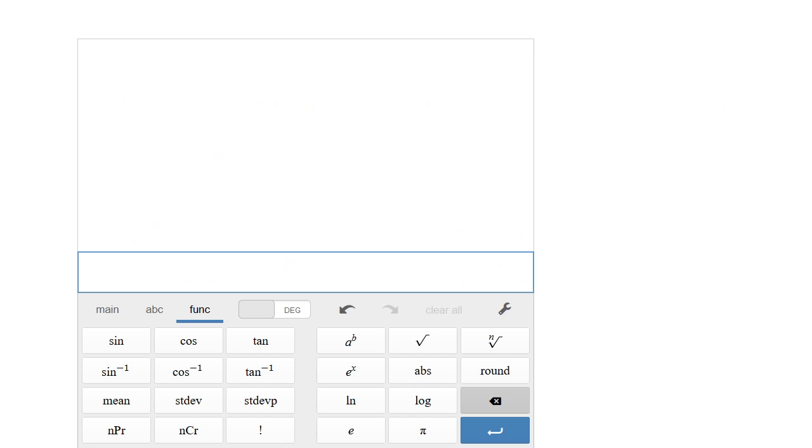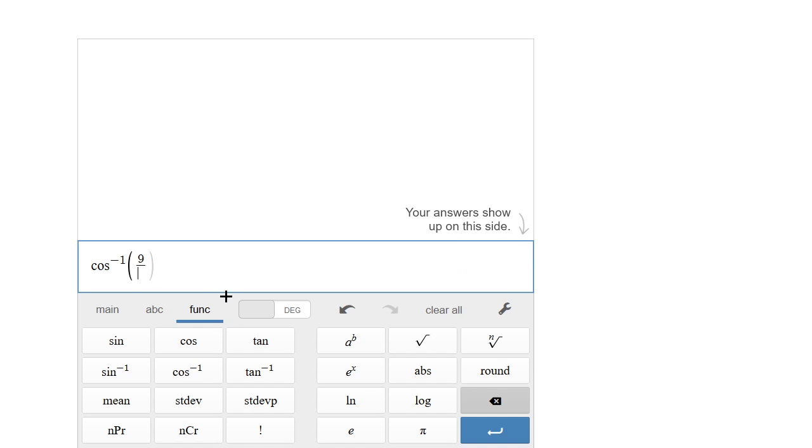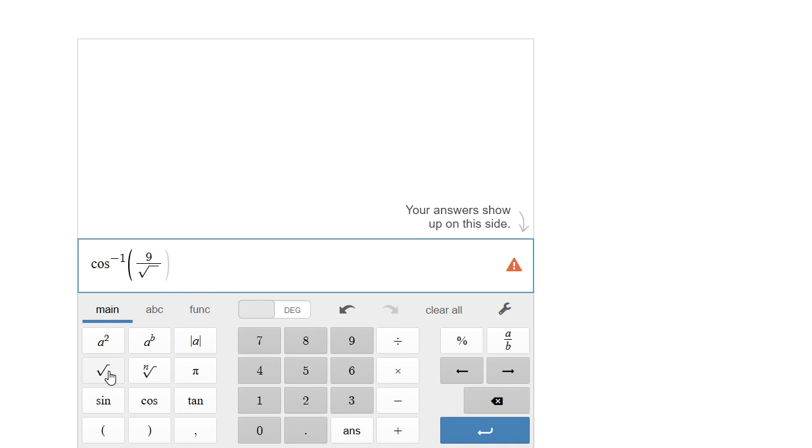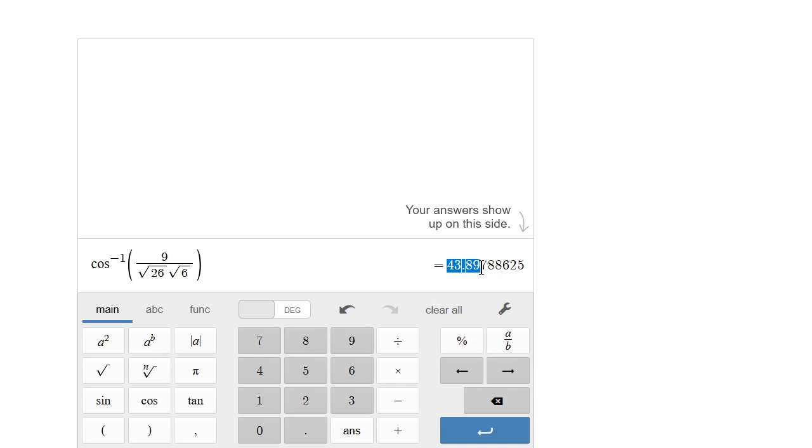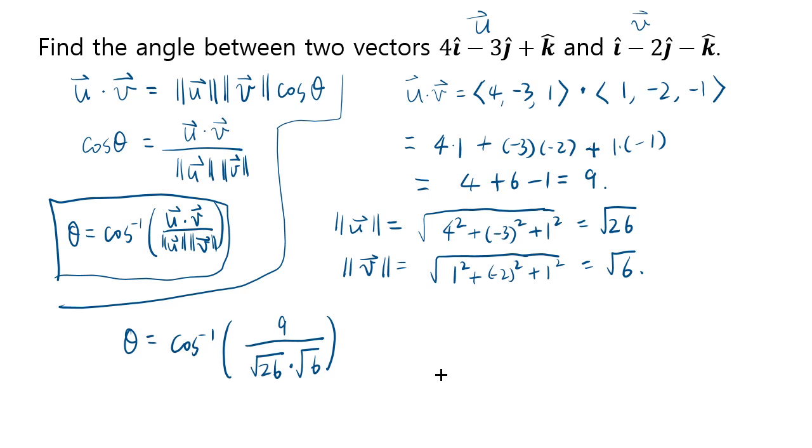So let's use a calculator. It's the cosine inverse of 9 divided by the square root of 26, then times the square root of 6, and that gives you 43.89 degrees, or more like 43.9 degrees. So using the calculator, we see that the answer is 43.9 degrees.